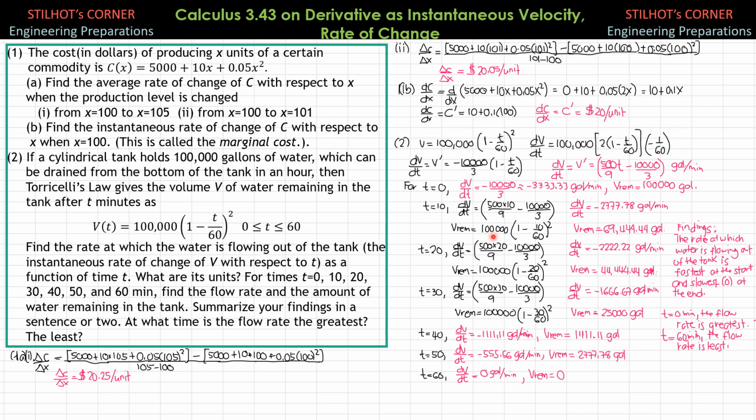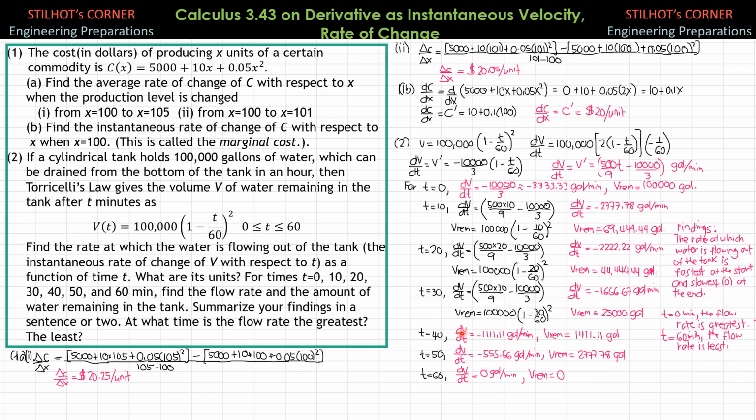For the volume remaining, substitute into the formula 100,000 times quantity 1 minus 10 over 60, squared, we have 69,444.44 gallons. Then when t is 20, dV/dt is 500 times 20 over 9 minus 10,000 over 3, you'll get negative 2,222.22 gallons per minute. Volume remaining is 100,000 times quantity 1 minus 20 over 60, squared. We get 44,444.44 gallons. Then when t is 30, into the formula, you'll get negative 1,666.67 gallons per minute. For the volume remaining, substitute t is 30, you'll get 25,000 gallons.